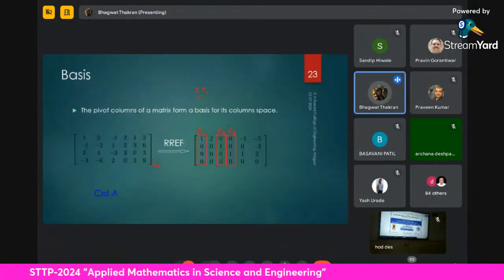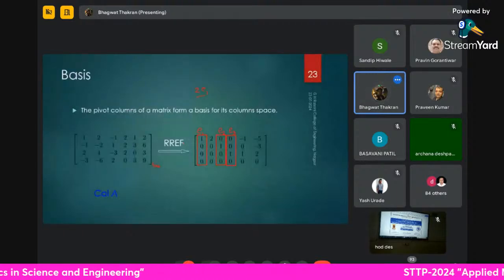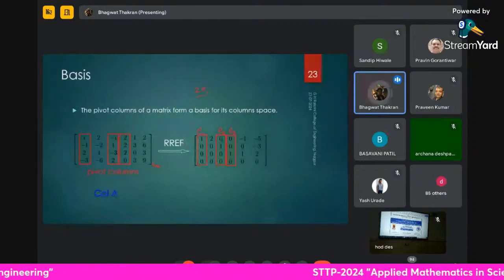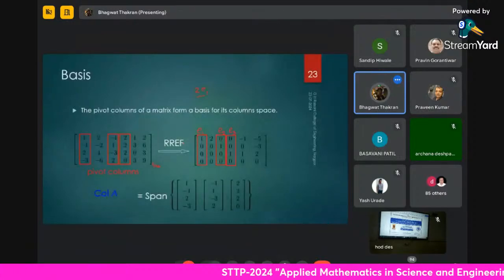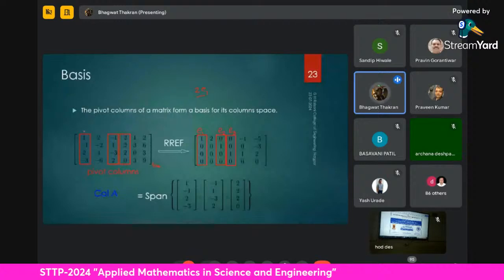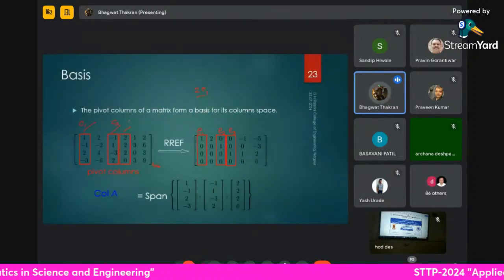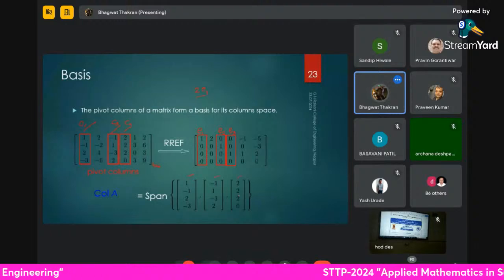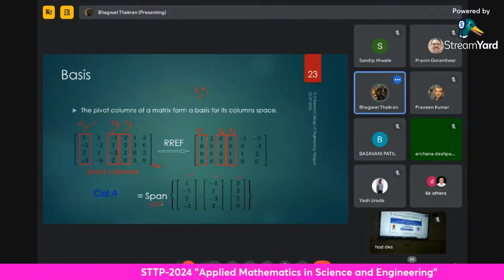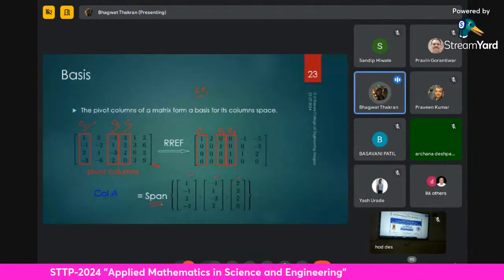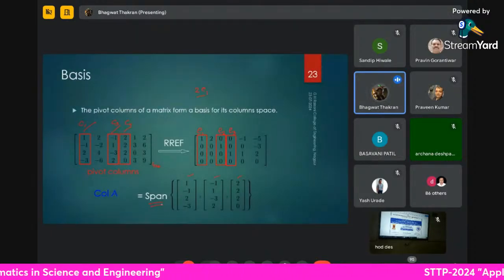Once I get the standard vectors, these standard vectors, which represent these three pivot columns, are nothing but my span. So this set, column 1, column 3, and column 4, these three vectors are my span. So this is also finding the basis of its column space.